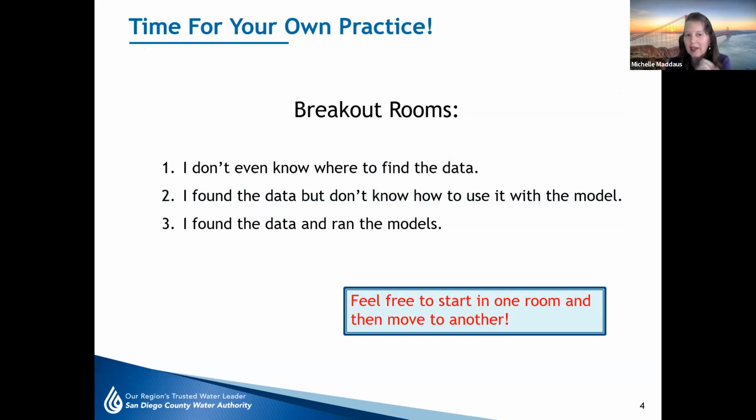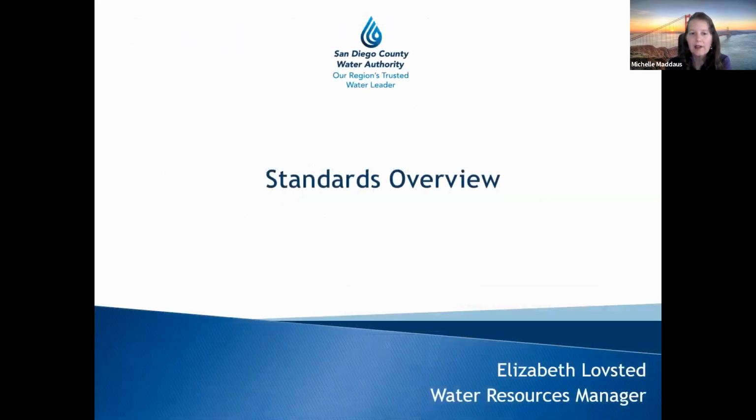If you don't know the data, you're going to pick breakout room 1. If you found the data but don't know how to use it in the model, you're going to want breakout room number 2. And if you found the data and you've run the model, it's breakout room number 3. We'll have 2 people in each room to work with you on the tool, and we should hopefully have a really great dynamic discussion there. And again, you can move between rooms at any time. So hopefully we'll have a great discussion today.